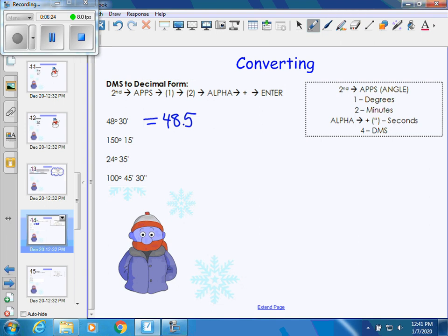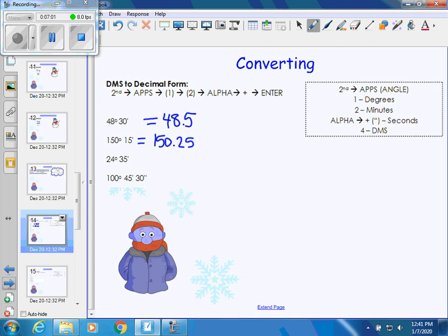Great, let's try it again with 150. Again, we're going to type 150, second apps, 1, and then 15, second apps, 2. And we're going to hit enter. Again, make sure your calculator is in degrees. And we get 150.25. I'm going to ask that you do the 24, 35 on your own. And we're going to skip down to the 100 there because we've got seconds.